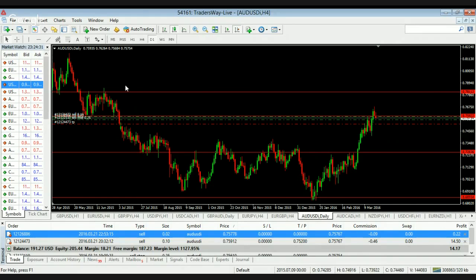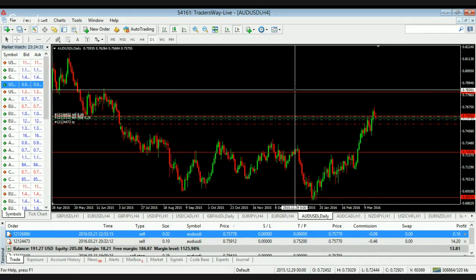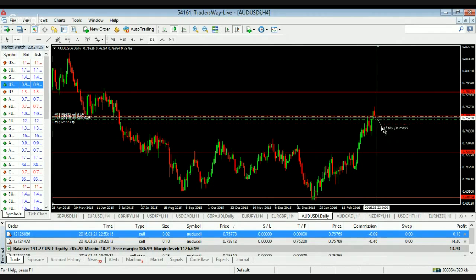Next candle, and I'm looking for AUD USD to probably retrace back down around this area, possibly all the way down to low 0.72, but we'll see. For sure, I can probably predict they'll come down to the low 0.75 100 range.